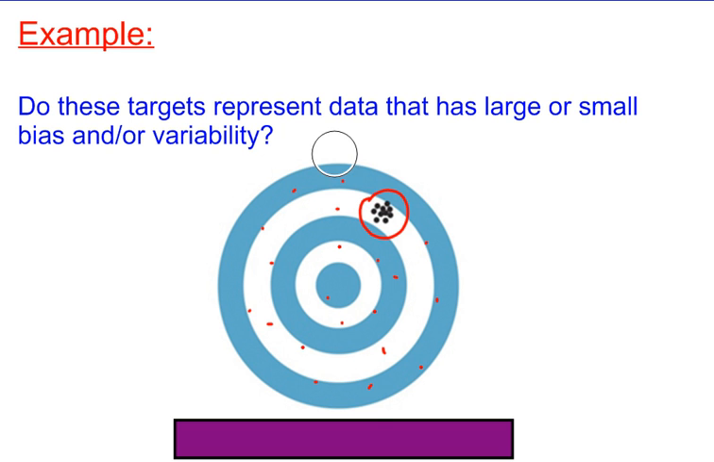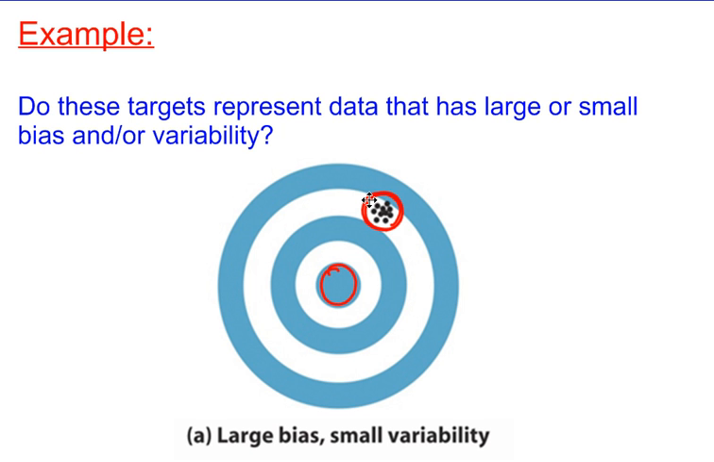And then how spread out are the dots? Well, the dots are all really close together, aren't they? They're not in the bullseye, but they're really close together. So we're going to say that that has a low variability. So this is a large bias, small variability.